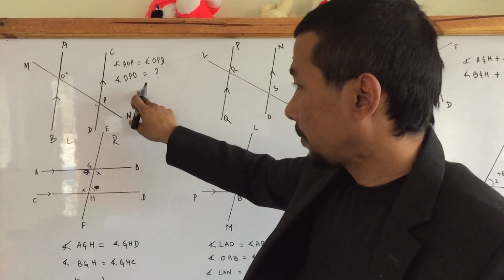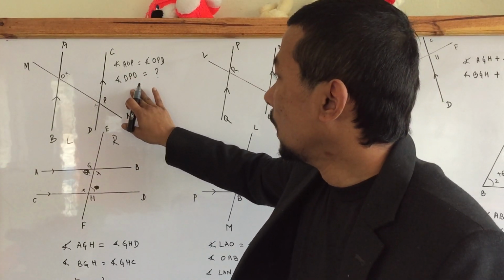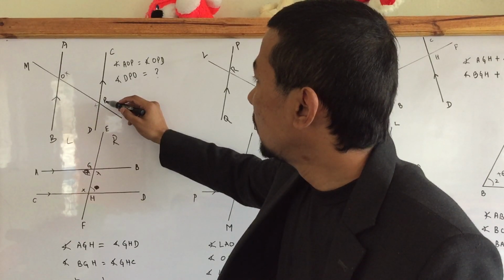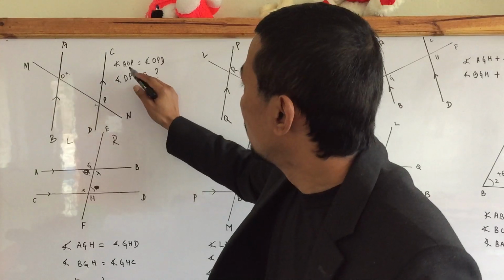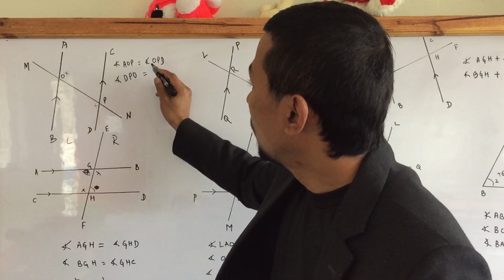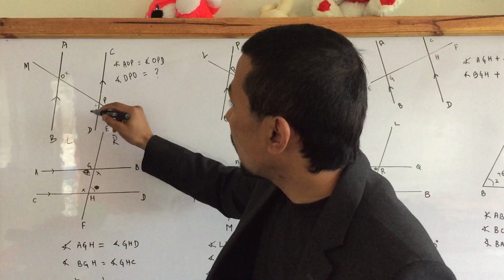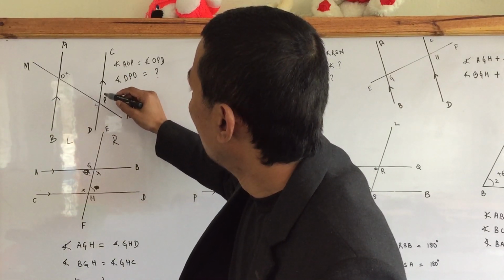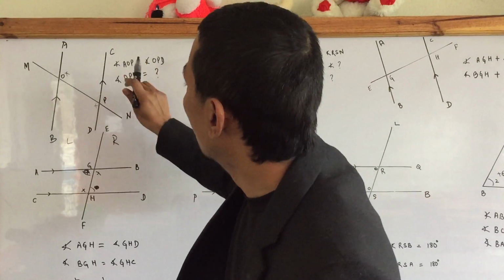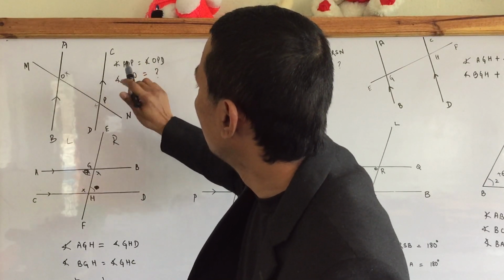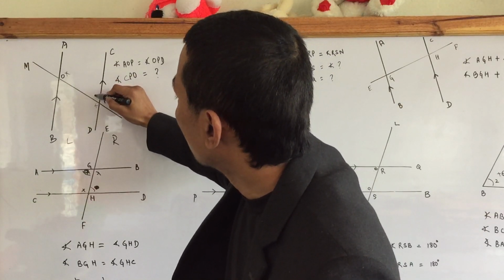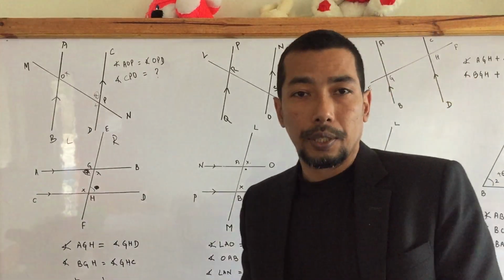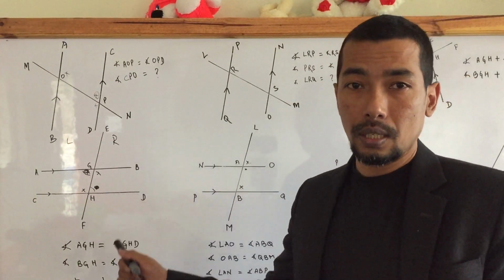Now try to guess the alternate angle for DPO. AOP, OPD. Now try to guess for CPO. Sorry, it should be C. That is this angle. Find the alternate for this angle, and you can write your answers in Messenger.